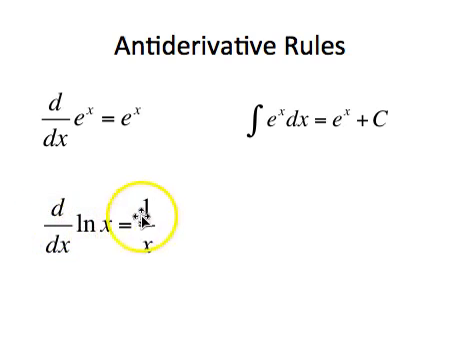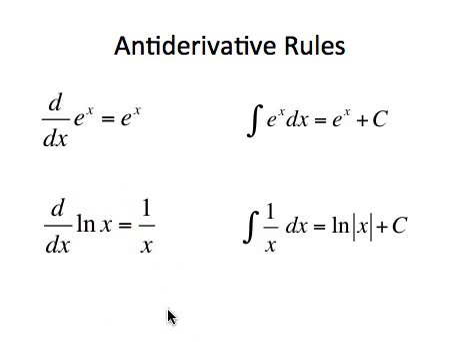Similarly, the derivative of the natural log of x is 1 over x. So the antiderivative of 1 over x is sort of natural log of x plus c, except, of course, the domain of the natural log is only positive numbers. So we fix that by putting in an absolute value. So the antiderivative of 1 over x dx is just the natural log of the absolute value of x plus c.